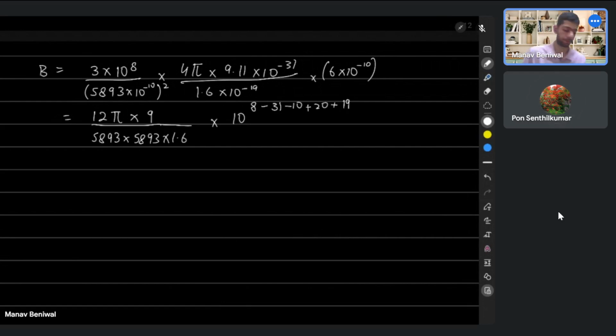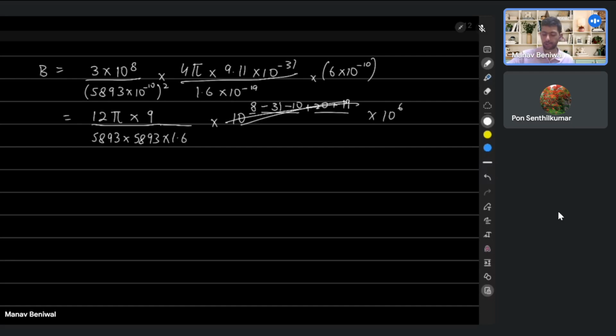Correct? Yeah. So this becomes minus 41, this becomes 39 and 8, 47. So 47 minus 41, this becomes 10 to the power 6. I can write it as 10 to the power 6. Okay.